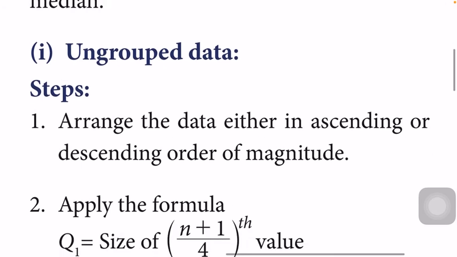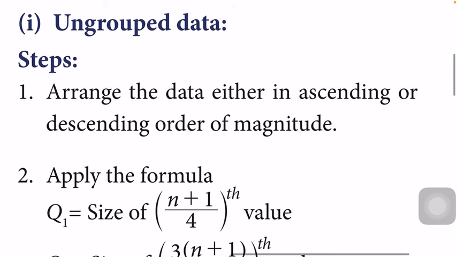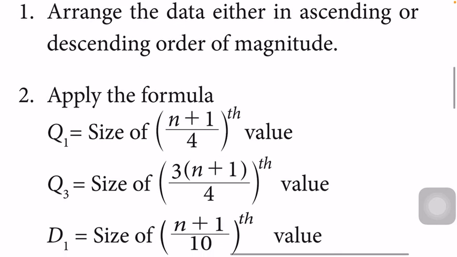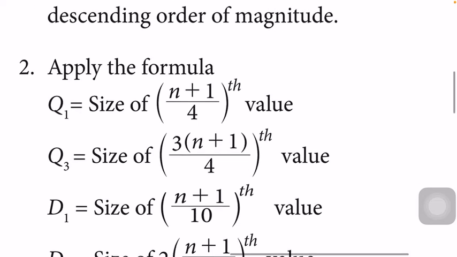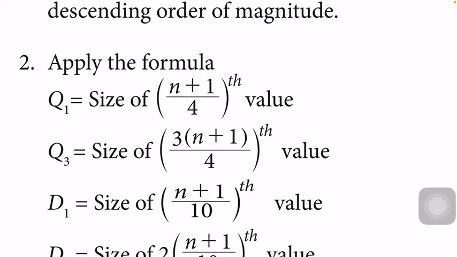For ungrouped data, we have to arrange the values in ascending or descending order and then we can apply the formula. For Q1, Q1 is the size of (n plus 1) by 4th value. For Q3, it is 3 parts. Q1 has 1 part. So Q3 is the size of 3 into (n plus 1) by 4th value.